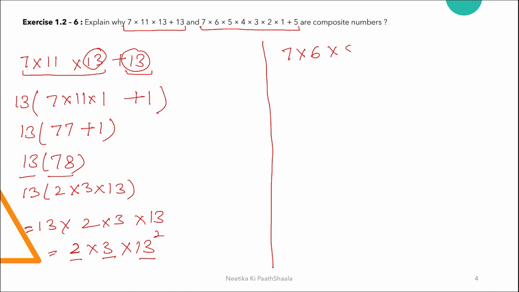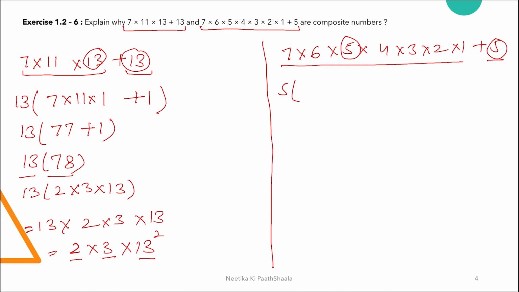For the next equation now, this is 7 into 6 into 5 into 4 into 3 into 2 into 1 plus 5. यहाँ पर भी दो टर्म्स हैं हमारे पास. अब हम इसमें से 5 कॉमन निकालेंगे. So here after taking 5 common, यहाँ बचता है 7 into 6, इधर 1 बच जाएगा, into 4 into 3 into 2 into 1 plus 1.